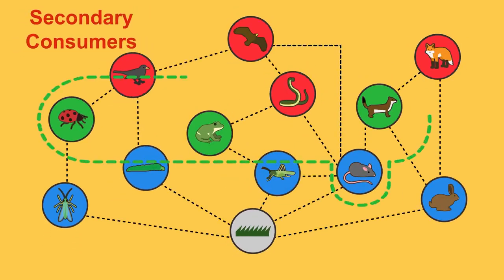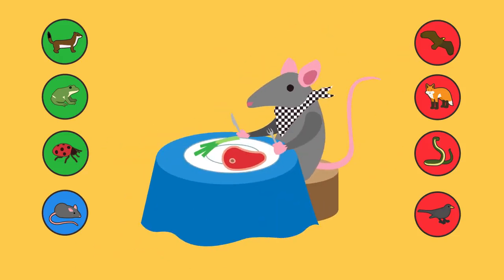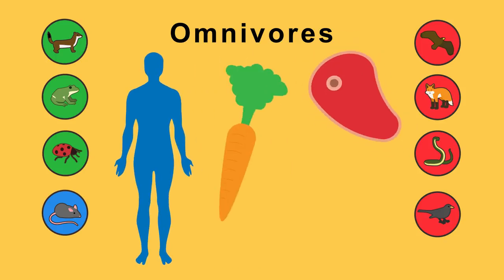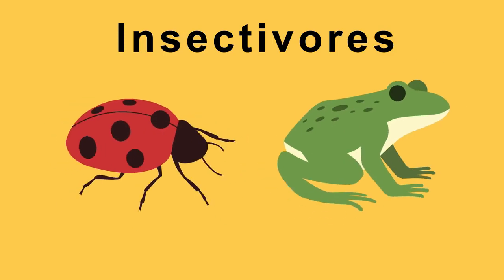Then there are secondary consumers. These are either carnivores, so they only feed on other animals, or, like the mouse, they could be omnivores. They eat a variety of plants and animals. Most humans are omnivores. We eat meat, but we also eat vegetables and grains. Or they can just be insectivores, like the ladybird and frog, which only feed on insects, worms, and other invertebrates.